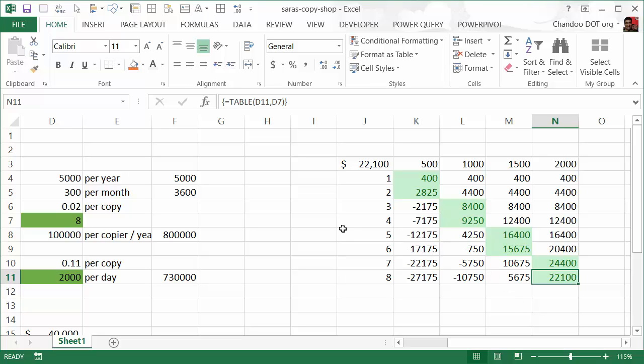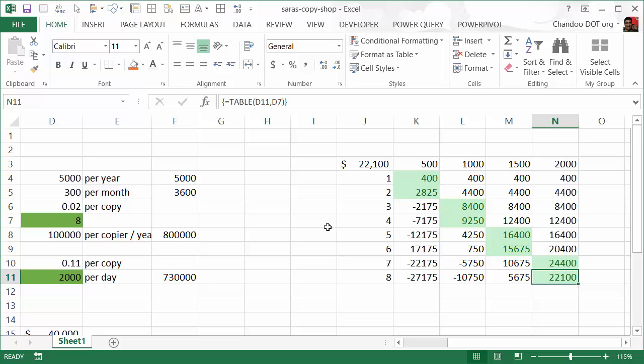So that is how you can build a model, use data tables to automate the calculations for various permutations, and then use a bit of conditional formatting to see which combination yields the best results for you, and then pick the decision based on that. Now if you're thinking, oh, this is all good, but how do I make it more realistic? That's because in real life you're not going to get 2000 copies per day consistently for all the 365 days.